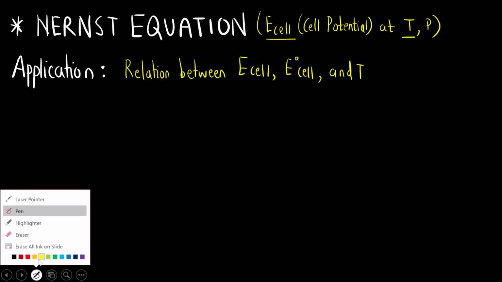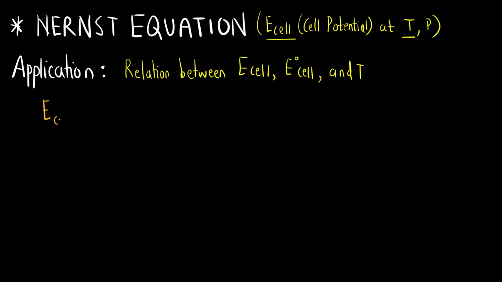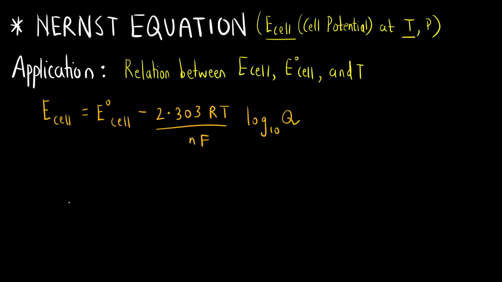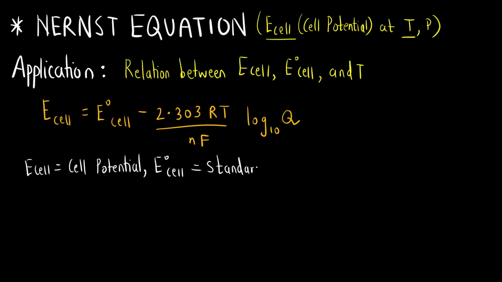Now let us write down the Nernst equation. The Nernst equation is E cell is equal to E naught cell minus 2.303 RT upon NF log to the base 10 of Q. Now let us write down what all these values mean. E cell is the cell potential. E0 cell, or E naught cell, is the standard cell potential.